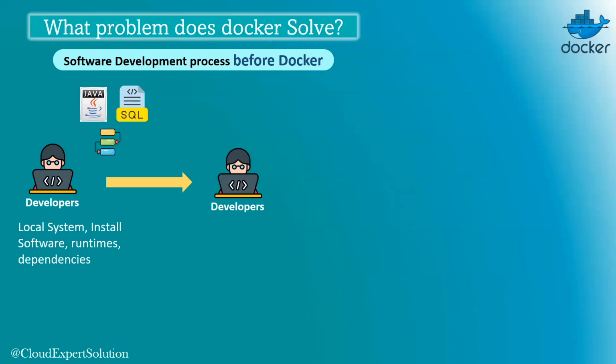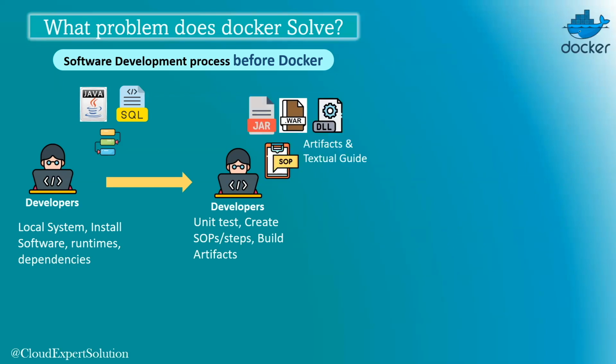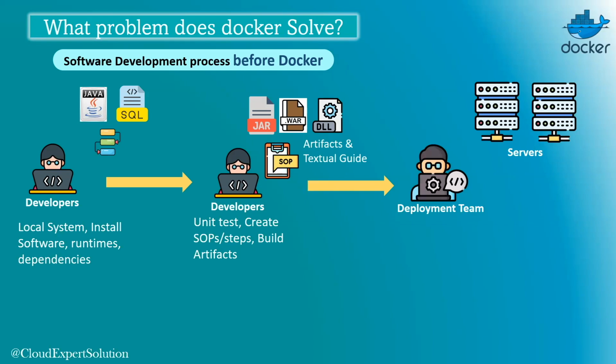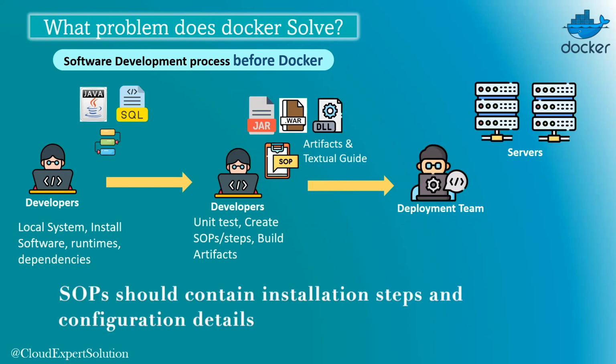Once the development process is completed, the development team will perform unit testing. Then they will generate the artifacts along with the SOP, or textual step-by-step guide, on how to deploy the application to higher environments. And then the artifacts will be handed over to the deployment team. The deployment team will try to deploy the application artifacts to non-prod or production servers following the textual guide developed by the development team. They will use this guide to install dependencies, runtimes, or even create the configurations.